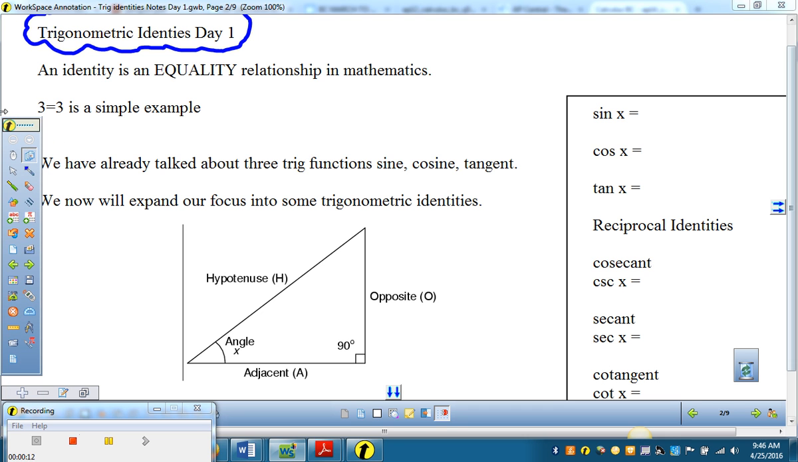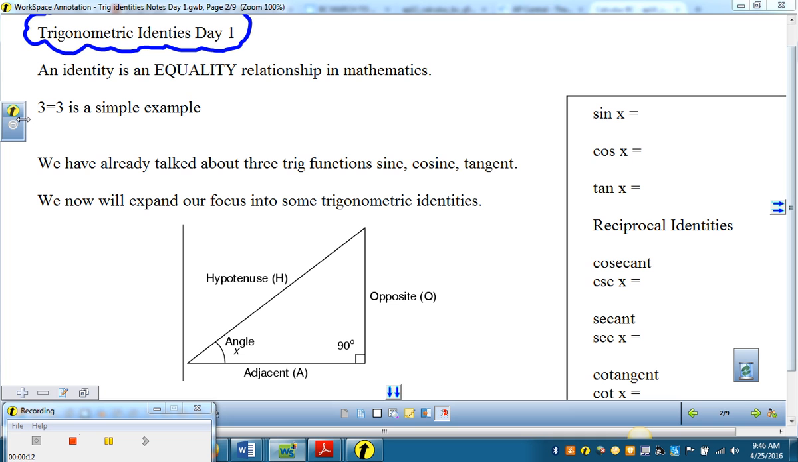And we have already talked about three trig functions: sine, cosine, and tangent. Now we will expand and look at the reciprocals of each of those, and a few other identities that we can build from our triangle.